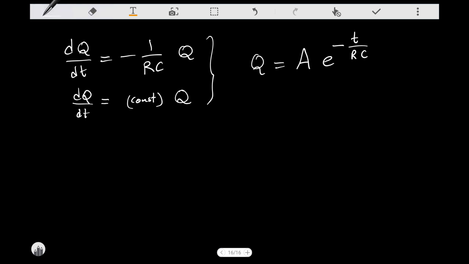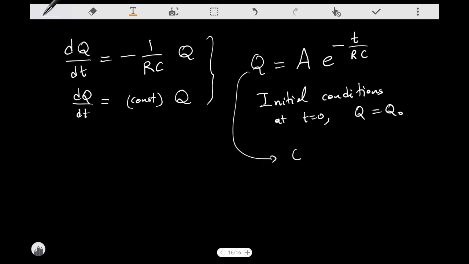All right. So, and then I place the initial conditions. So let me also write this thing down. Initial conditions. The initial condition says that at time t equals 0, charge is equal to Q0. So that means Q0 is equal to A times exponential of 0. Therefore, from here we find A to be equal to Q0. So therefore, charge is equal to Q0 times e to the minus t over RC.